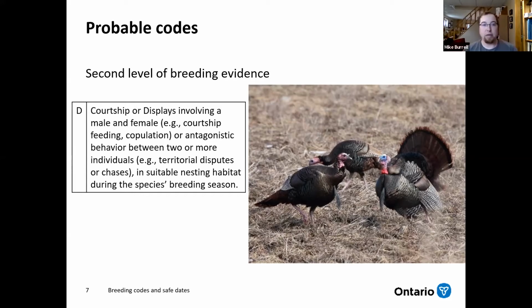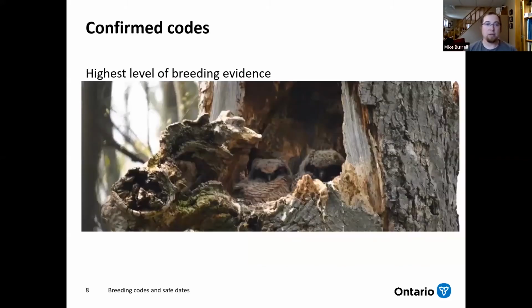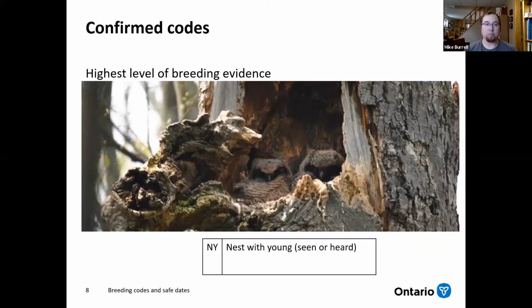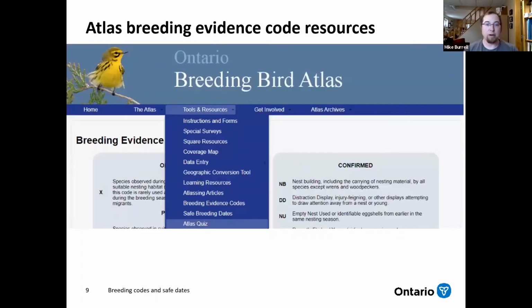Now, the highest level of breeding evidence is the confirmed codes. So these are things like what you see here, some great horned owl chicks sitting in their nest. So in this case, we've got nest with young, the NY code. There's quite a few different confirmed level breeding evidence codes as well. So if you're looking to learn these codes a little bit before you start atlasing, there's some resources out there on the Atlas website under tools and resources.